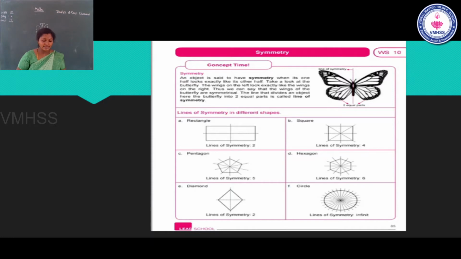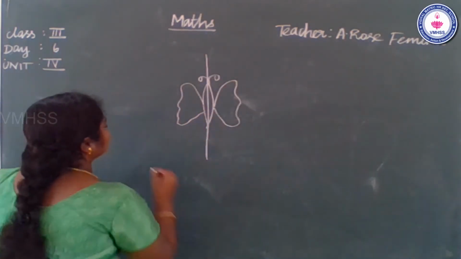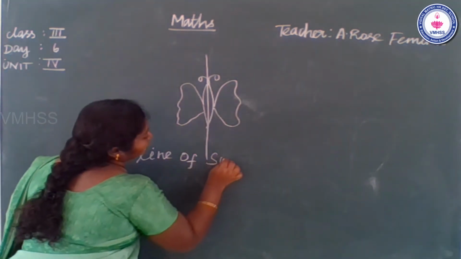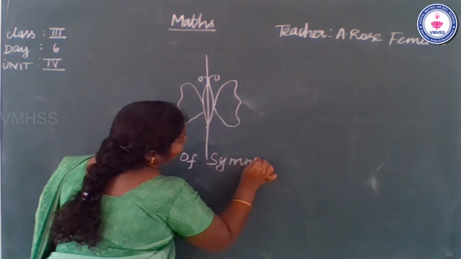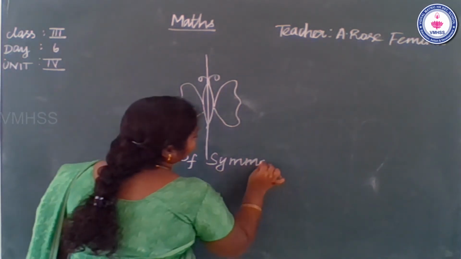The line that divides an object, here the butterfly, into two equal parts is called a line of symmetry. So what is the meaning? This is called a line of symmetry.